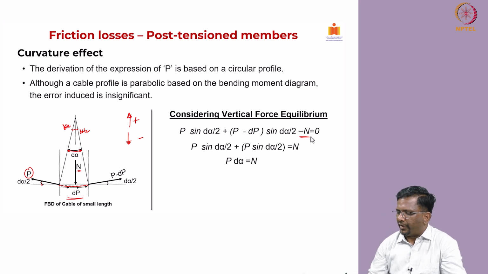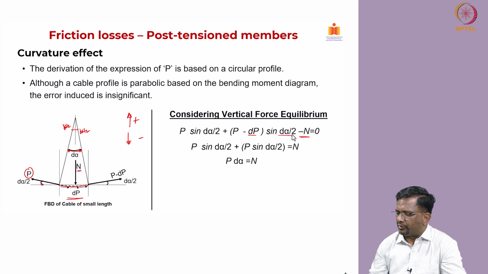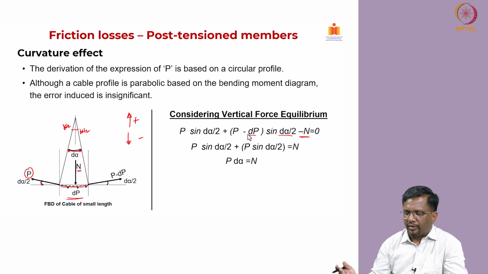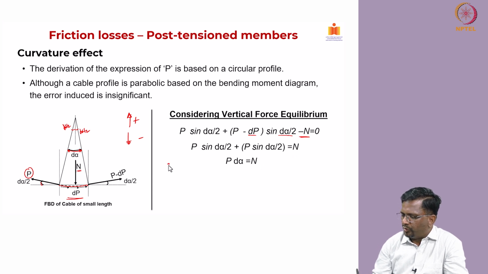So, if you simplify that, dP is very small and sin dα/2 is also very small. These two small quantities, when you multiply, will become even smaller. So, that can be ignored. So, you can see that P sin dα/2 plus P sin dα/2 should be equal to N. Now, we know that this will become 2P sin dα/2, right.